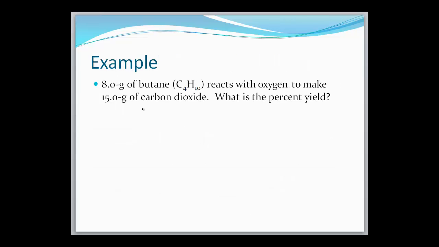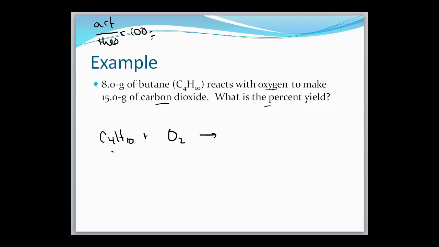Okay, let's do a couple of example problems. So your problem here is you've got 8 grams of butane, you're reacting it with oxygen to produce carbon dioxide, and you want to know what's the percent yield. So you know that the percent yield is the actual over the theoretical times 100. Okay, the first step in this process then is to write a balanced equation. So let's write butane, C4H10, is reacting with oxygen.